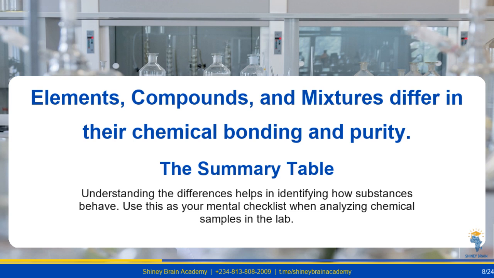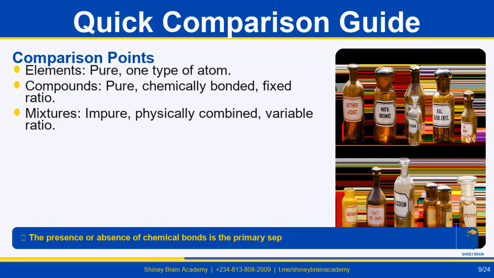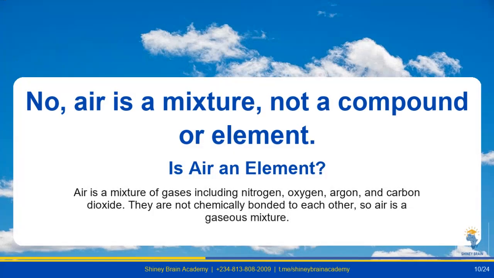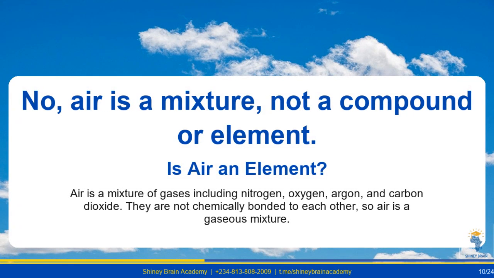Keep this distinction clear. Ask yourself, are they bonded? If no, is it one type of atom? If it is one, it's an element. If it's more, it's a mixture. Many students think air is a single element. It is actually a mixture. You can breathe in nitrogen and oxygen separately because they are just floating together.